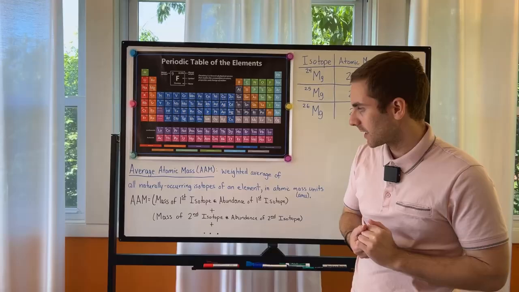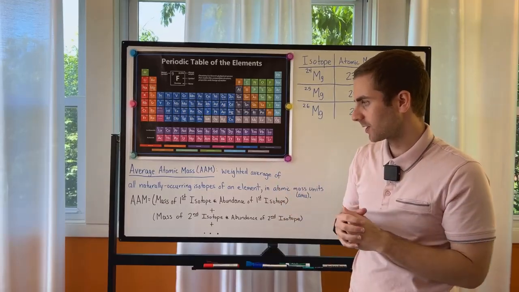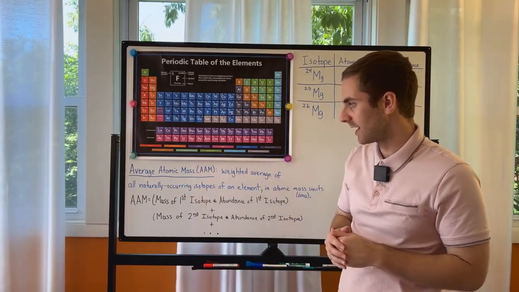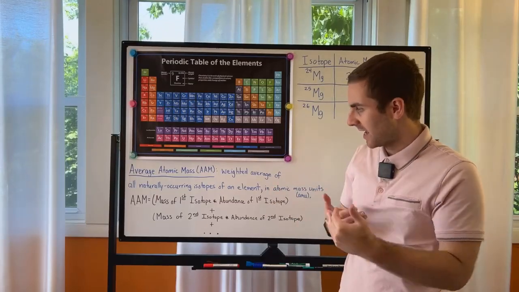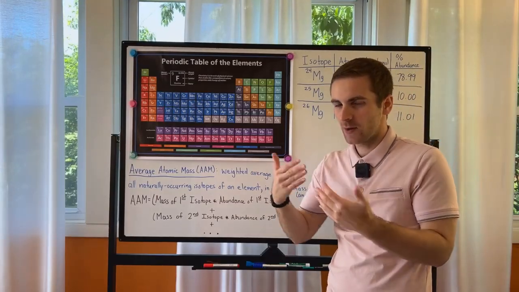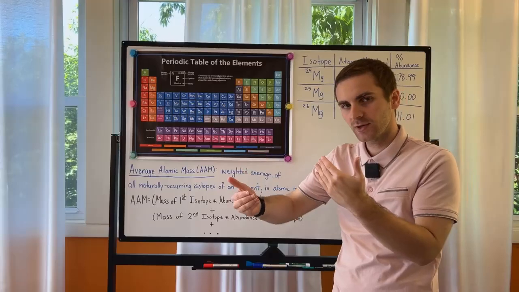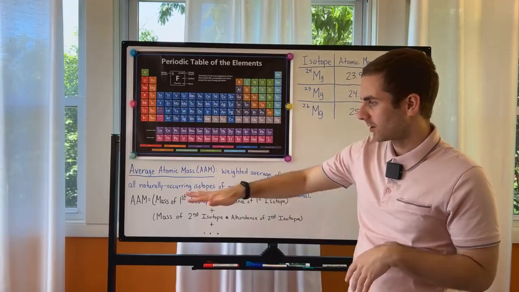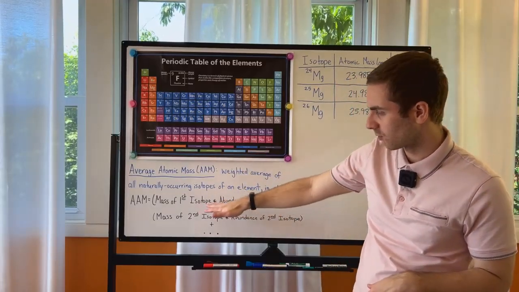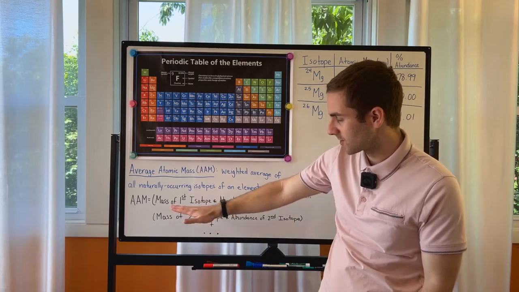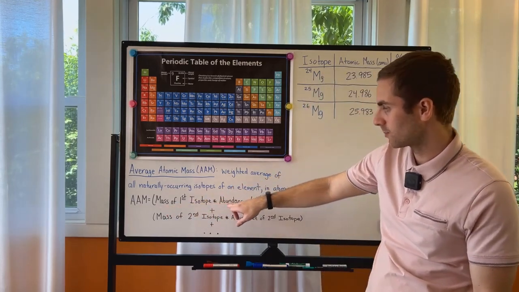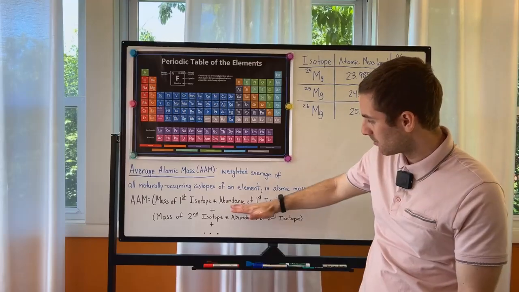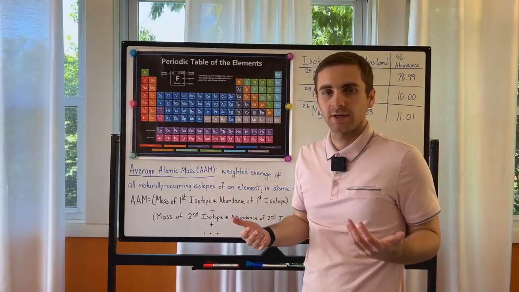If we take all the naturally occurring isotopes of an element, and we consider their masses, and we also factor in how common or how abundant each isotope is, we can calculate the average atomic mass. So this is the formula that we would use. For each isotope we have, we're going to take the mass of that isotope, and we're going to multiply it by the abundance. Abundance meaning how common it is.